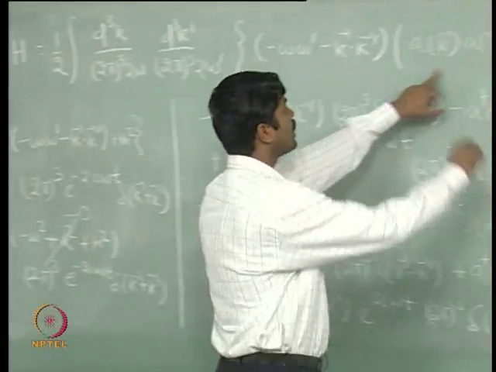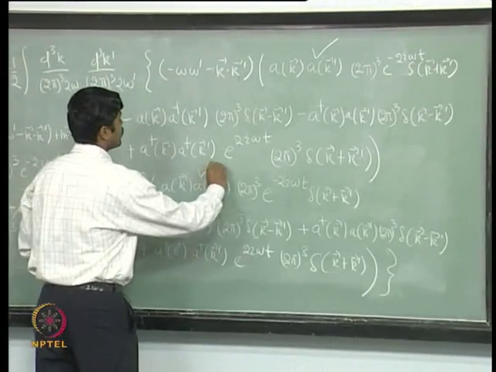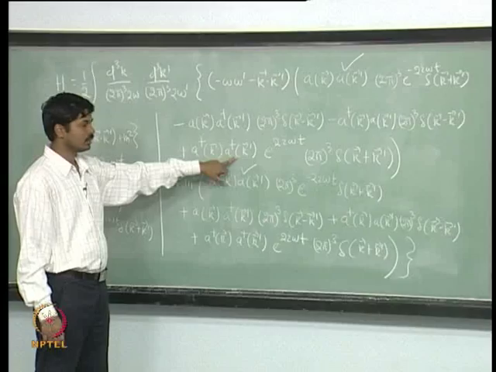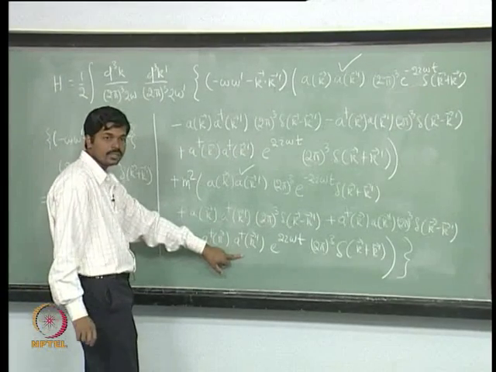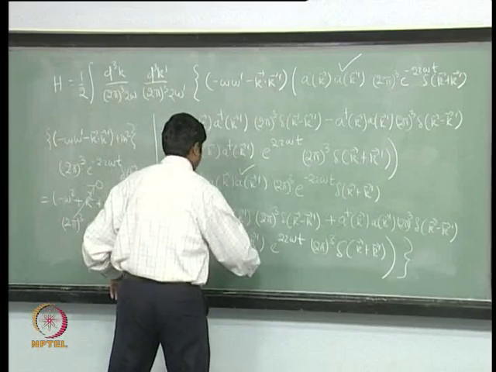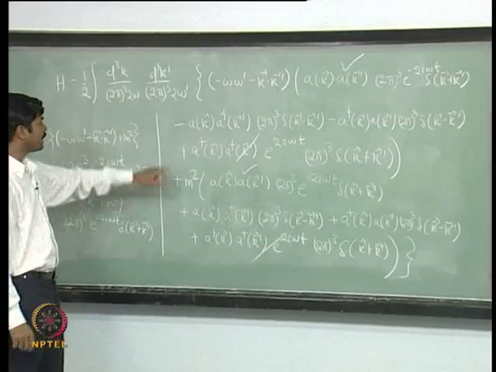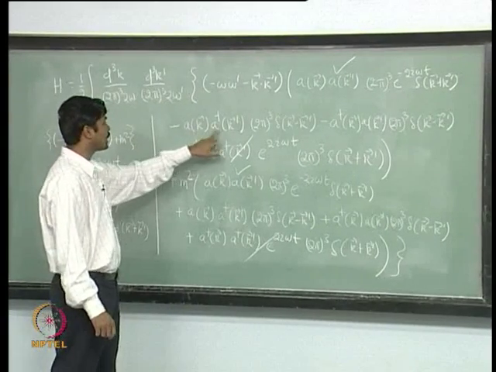So, this term here cancels with this term. Similarly, the last term which involves 2 a daggers, you can convince yourself that it cancels with the last term here, which also involves 2 a daggers. So, this cancels with this term. What remains are the terms which involve 1 a and 1 a dagger.